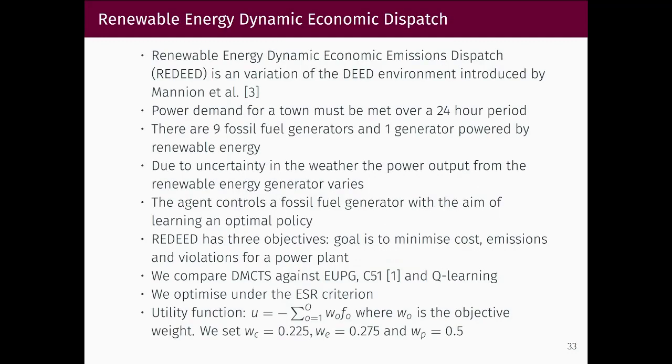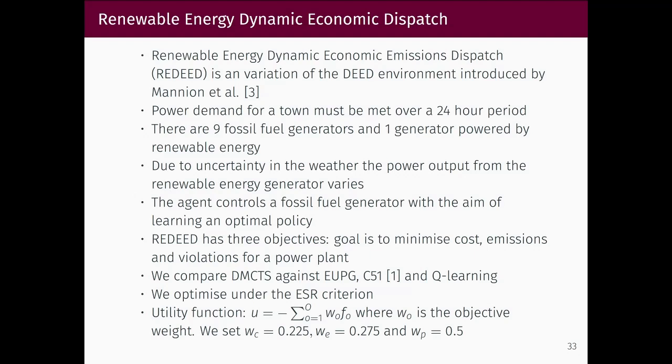I'm going to quickly go through this slide. Basically, we use a renewable energy reformulation of another environment introduced by Patrick Mannion et al. The power demand for a town must be met over a 24-hour period. There are 9 fossil fuel generators and 1 generated by renewable energy.